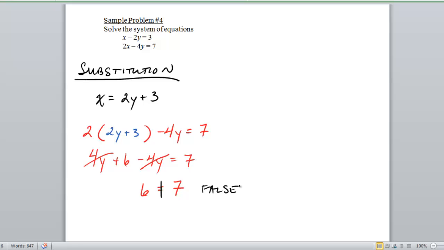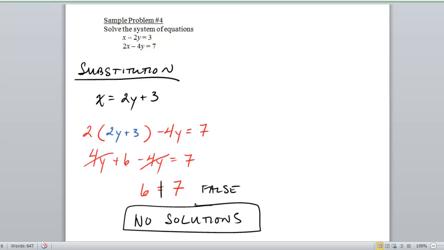And since this is a false statement, what we're really figuring out with this problem is that there are no solutions that are being shared. These two lines are basically parallel, and so the answer to this would be no solutions. So that would be an example of a set of parallel lines in an algebraic form.